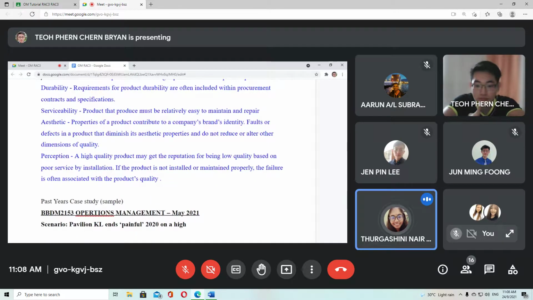The last one is perception. A high quality product may get the reputation for being low quality based on poor service or installation. If the product is not installed or maintained properly, the failure is often associated with the product's quality. So that's all from me, sir.